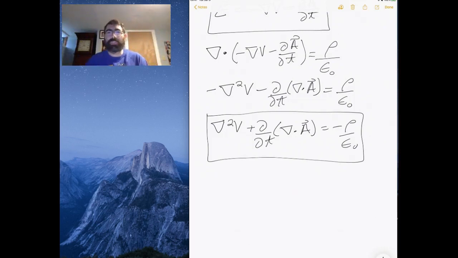Okay, so now this is the approach that we're going to take, where now we've rewritten Maxwell's equations with a charge distribution in it into a second order differential equation. It still looks a little bit complicated because we've got a divergence of a vector potential and then a time derivative of that. But don't worry, we're going to clean it up a little bit more.